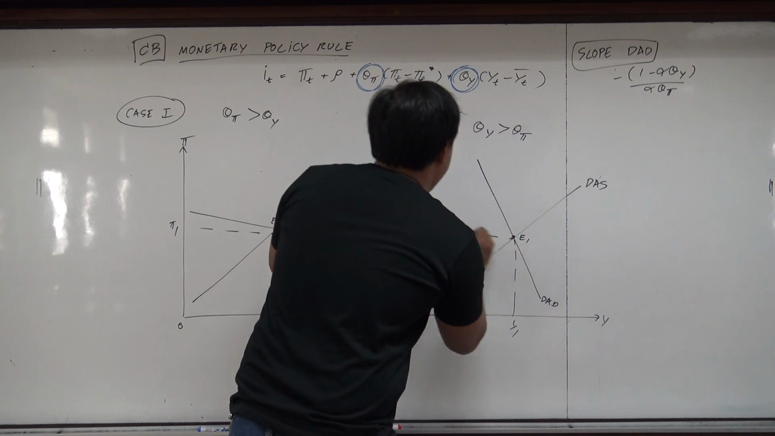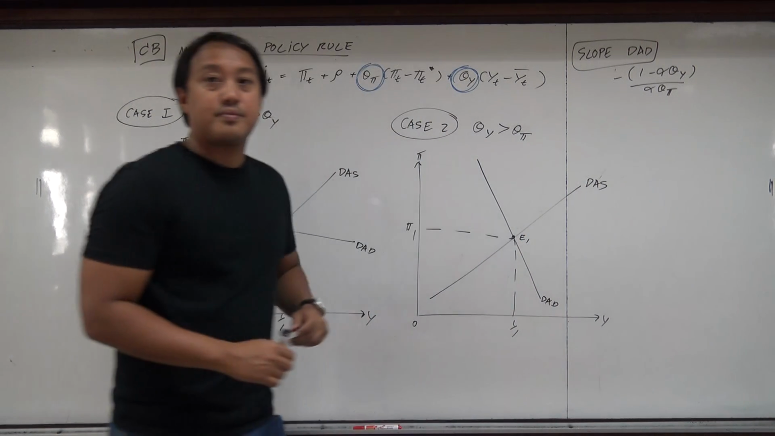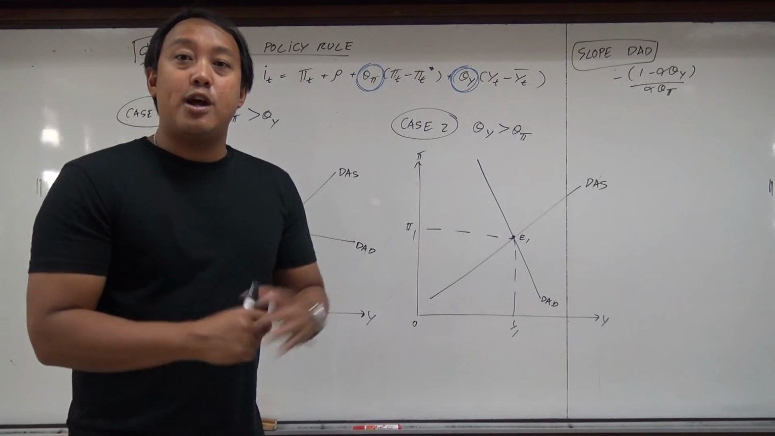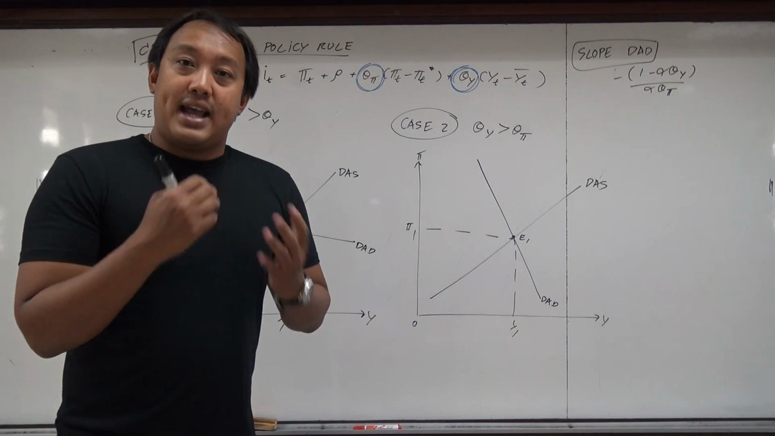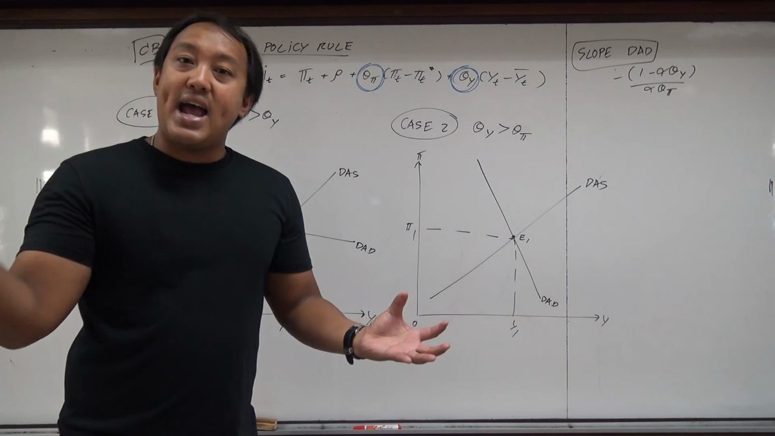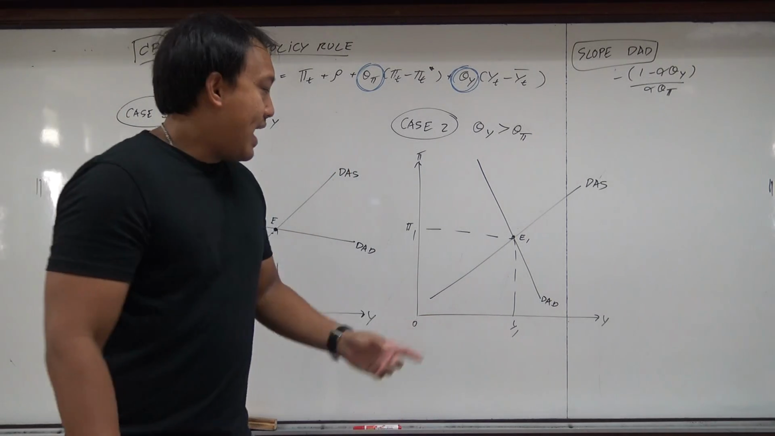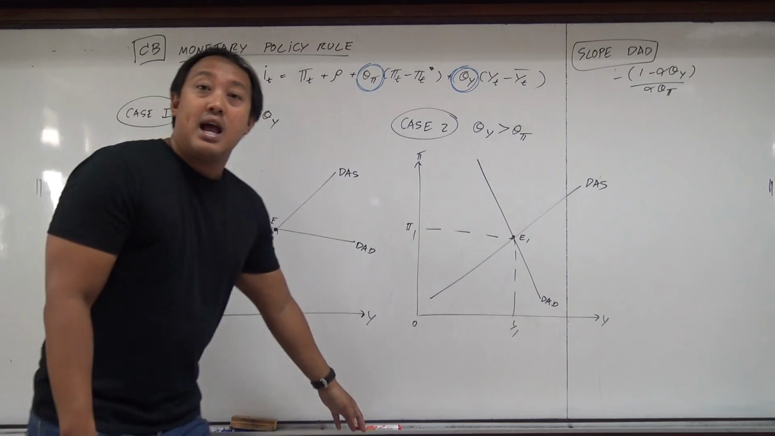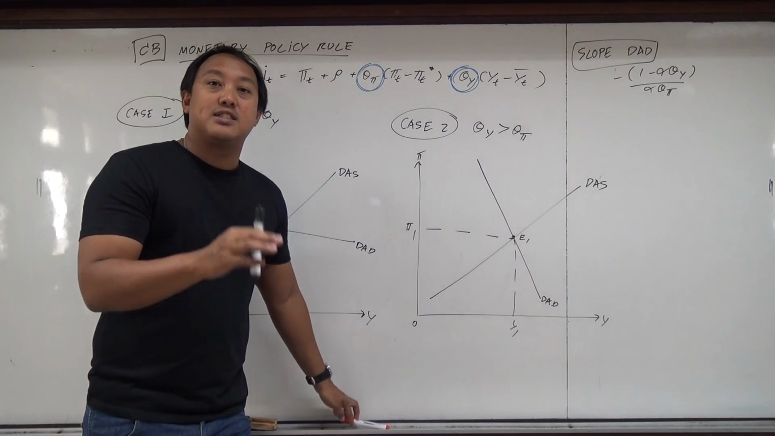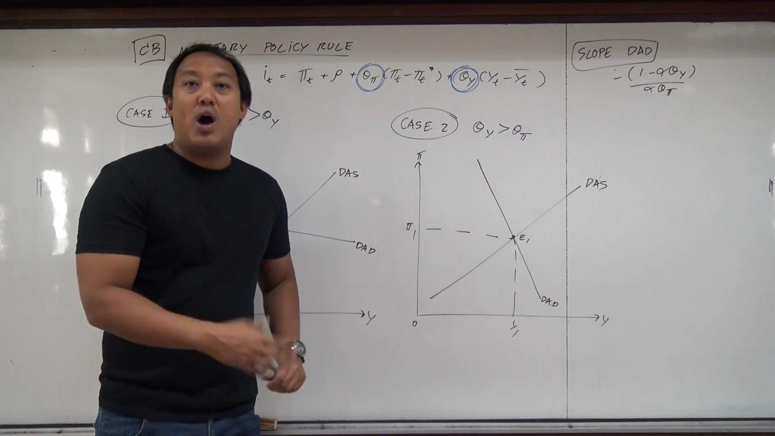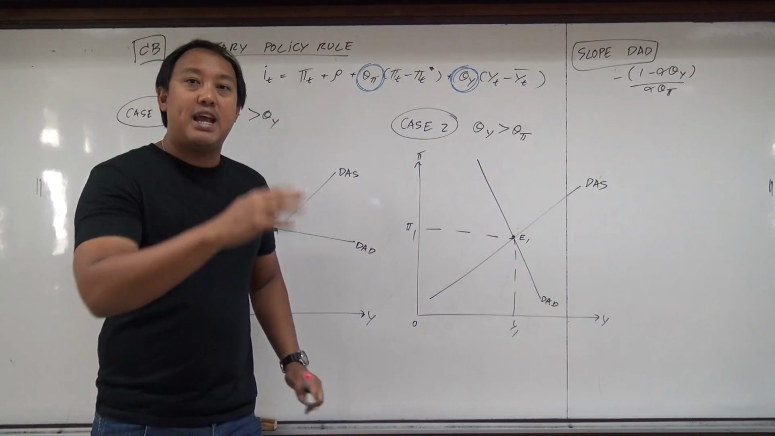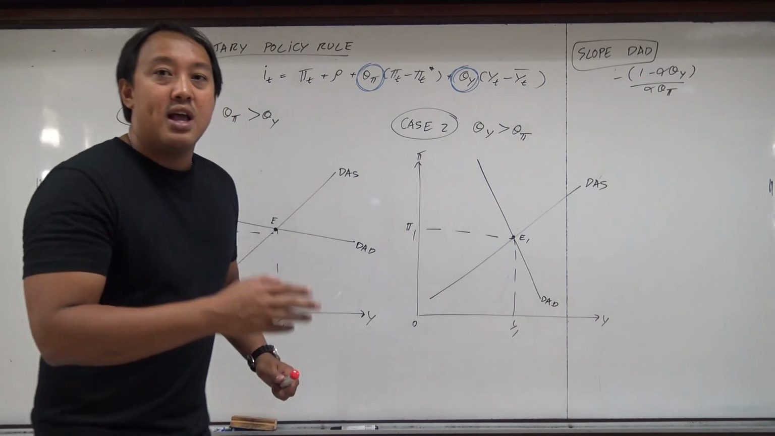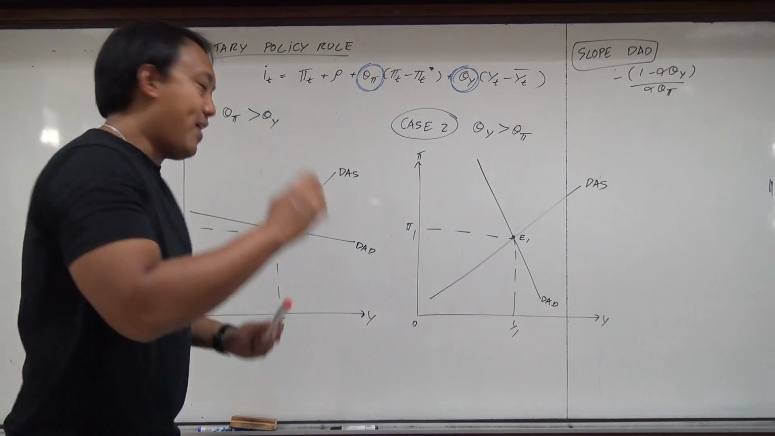E1, Y1, I1. So as you can see, when the central bank cares about one problem more than the other problem, it's going to be shown by the slope of the AD curve. So look at this one. We know that the slope of the AD is going to be different. One is going to be flat, one is going to be very steep. So when they have the same problem, the positive supply shock, aggregate supply AS shifts up.